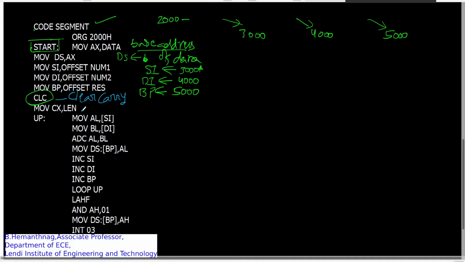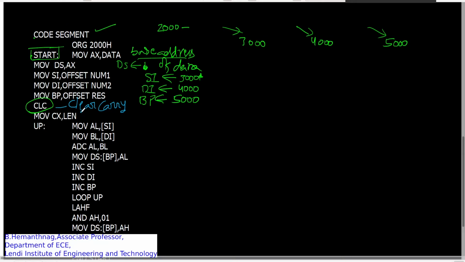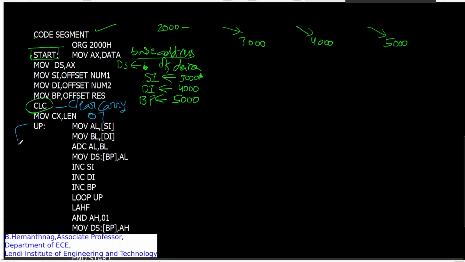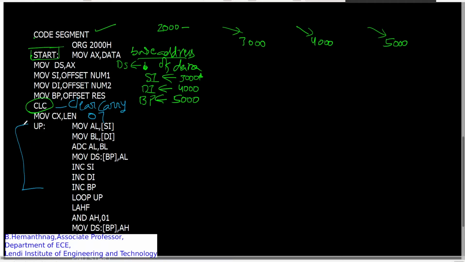Then after that, move CX comma LEN. The number of additions I am going to perform depends on the number of bytes, the size of the numbers number 1 and number 2 that are taken. LEN is where we have counted the number of bytes in the numbers. So CX will now be 7. Now we have a repeated set of instructions to perform the successive addition of the bytes.